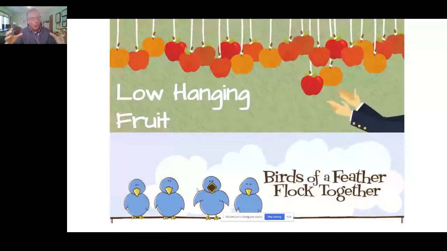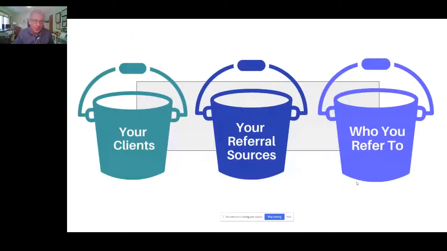So know who your customers are, know who your referral sources are, and then go to the places and network in those places and get more just like them. And that's your low-hanging fruit. So that describes those slides there. Now let me go through these 3 buckets real quick.